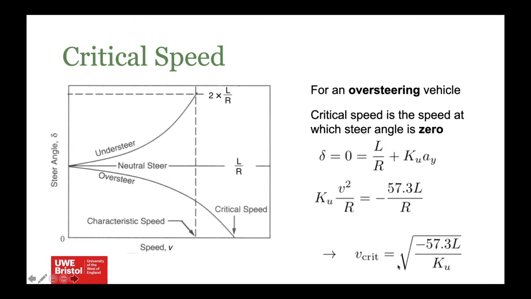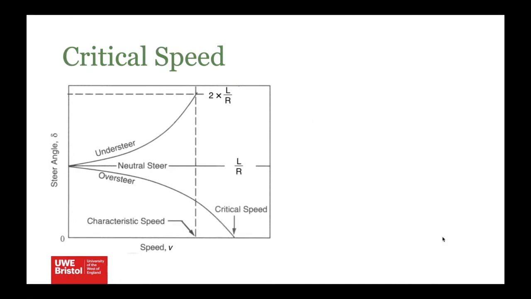Now you're thinking, hold on a second, I'm taking the square root here of a minus value, but clearly for this situation, KU is also negative. KU is less than 0, so actually you've got a minus term over a minus term, so the whole thing becomes positive, and that will give you a critical speed. So it's very similar to the other one.